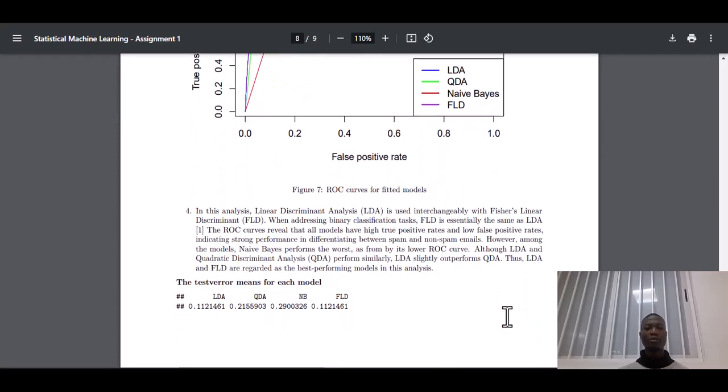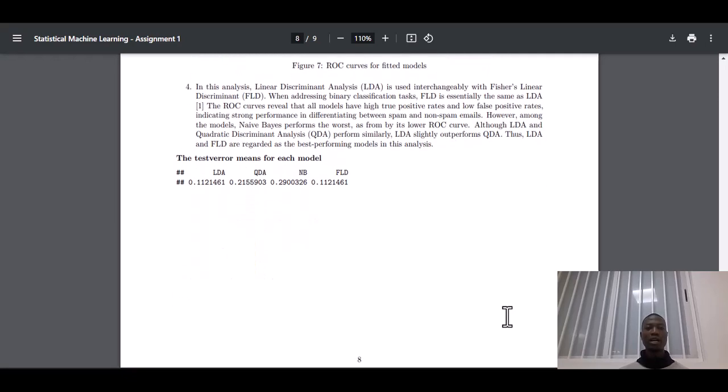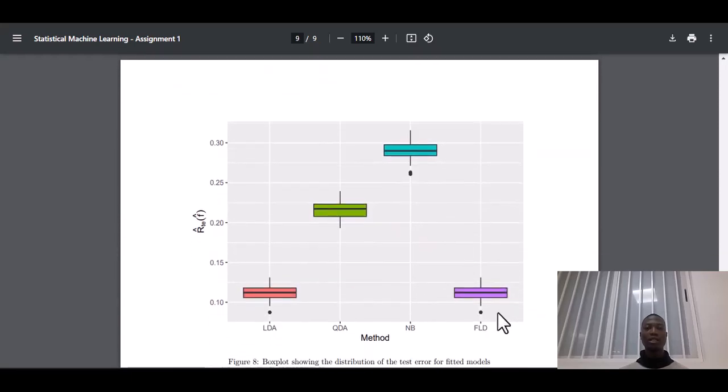But after performing a stratified holdout to test and train our data, we discover after getting the test error that the LDA and FLD are doing better.